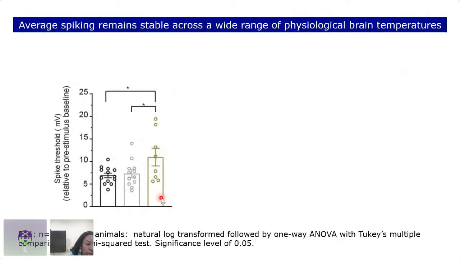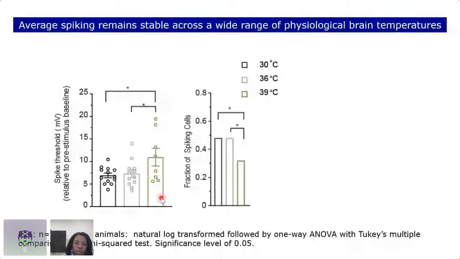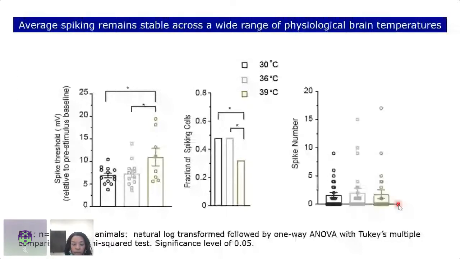As you would expect, if at 39 degrees your spike threshold is depolarizing, you'd expect that some networks would not be able to fire anymore, so the fraction of cells in a network would decrease. What was surprising is that when we looked at the number of spikes being produced in the network, that was constant. So this is suggesting that perhaps there is some homeostatic mechanism that's functioning in the face of a reduction in the fraction of cells spiking in the network and these depolarized spike thresholds.